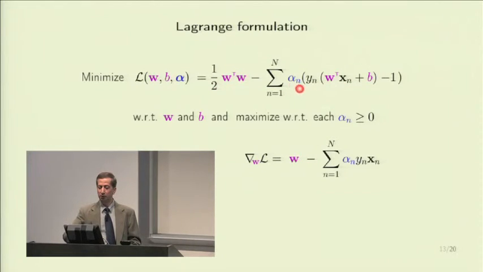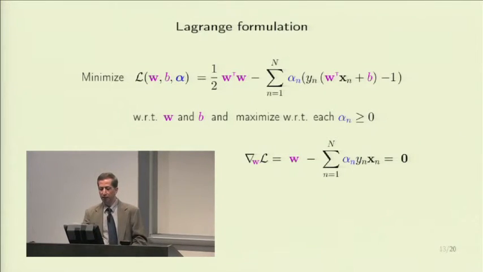I get alpha n, y n, and x n, right? That's what gets multiplied by W for every n equals 1 to capital N. So I get that, and I have a minus sign here that comes here. Everything else drops out. So this is the formula. And what do I want the gradient to be? I want it to be the vector 0. So that's a condition.